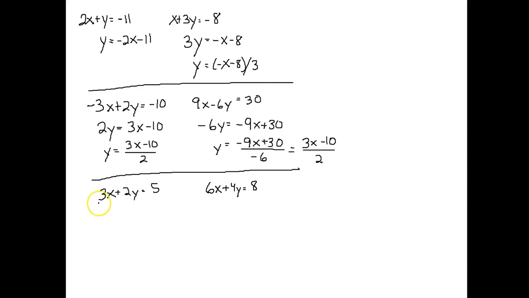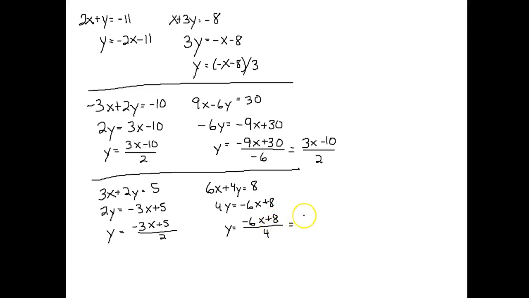All right, solve for y. This one I'm going to subtract 3x from both sides. Divide by 2. This one I'm going to subtract 6x from both sides. Divide by 4. If I go ahead and factor out a 2 in the numerator and denominator and reduce, I get this.